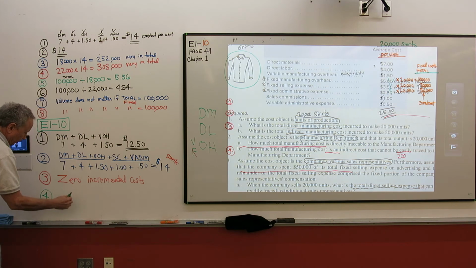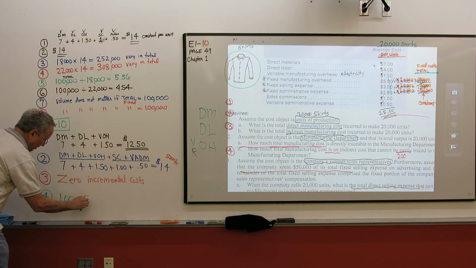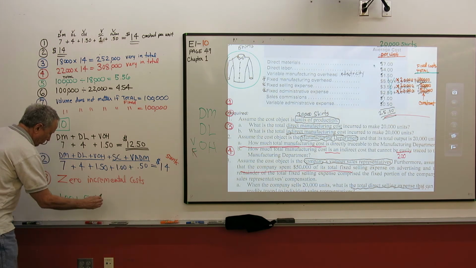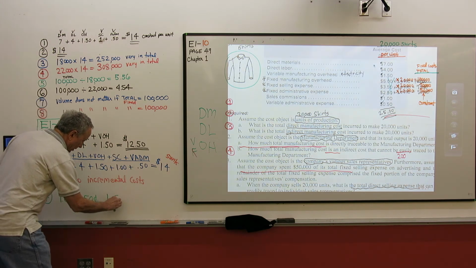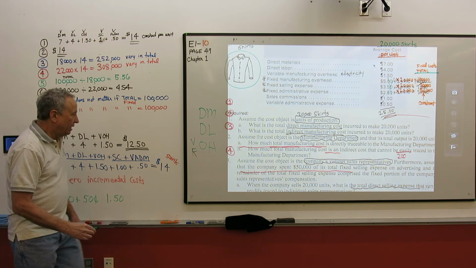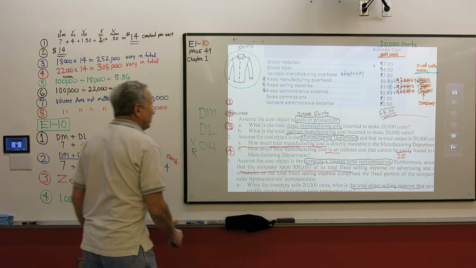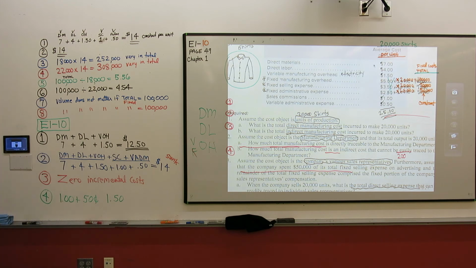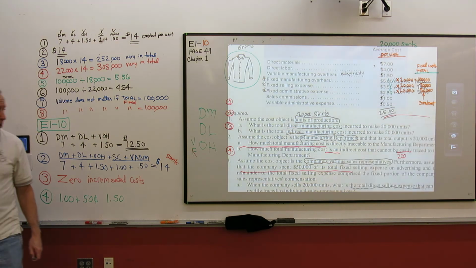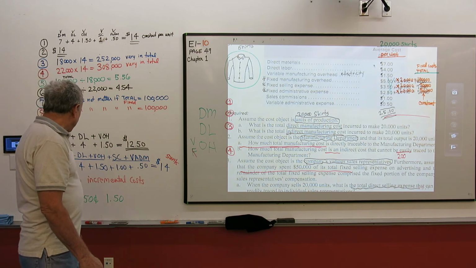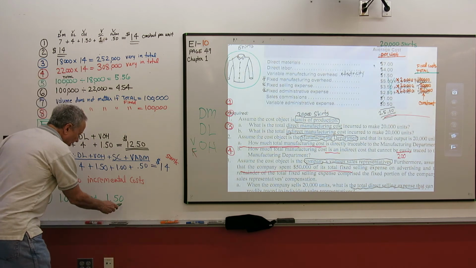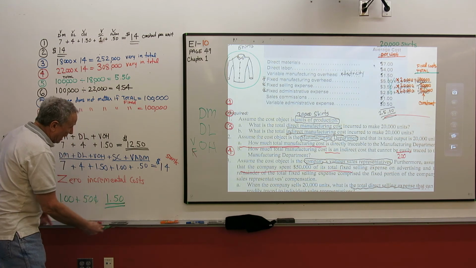So in 4, the answer is, again, these are the selling costs. It would be the $1 commission plus the 50 cents. So it is $1.50 per shirt. And do they ask, I do want to see one other thing. Yeah, they only ask for the per unit. They say, what is the incremental per unit cost? So it's $1.50.